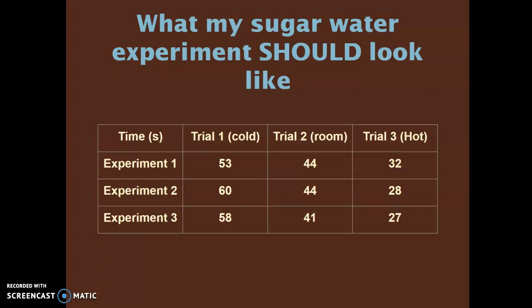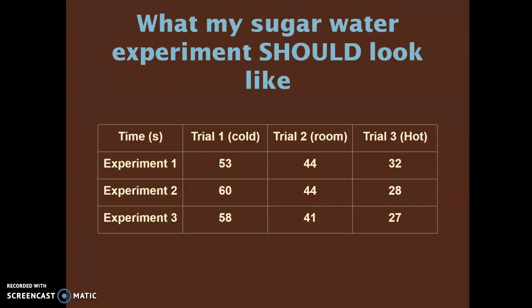But if I were really going to do it in the lab, this is what my data table would look like. And so here I have trial 1, 2, and 3, but I'm doing it 3 different times. So in trial 1, my time for the sugar to dissolve was 53 seconds the first time I tried it, 60 seconds the second time I tried it, and then 58 seconds the third time that I tried it. For trial 2, for the room temperature water, which was I think 25 degrees Celsius, the first time it took 44 seconds for the sugar to dissolve. The second time, 44 seconds for the sugar to dissolve, and then 41 for the third.